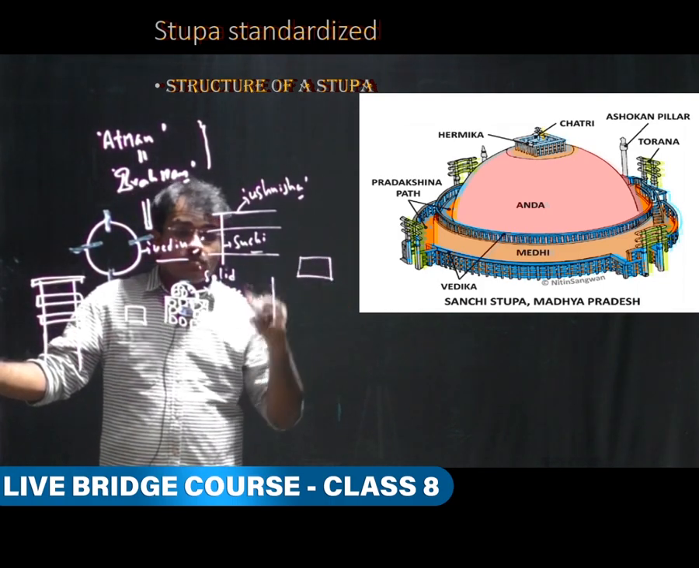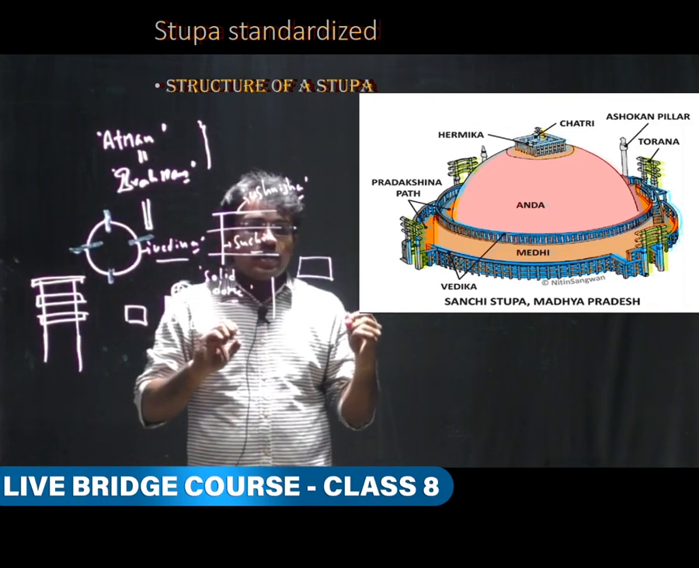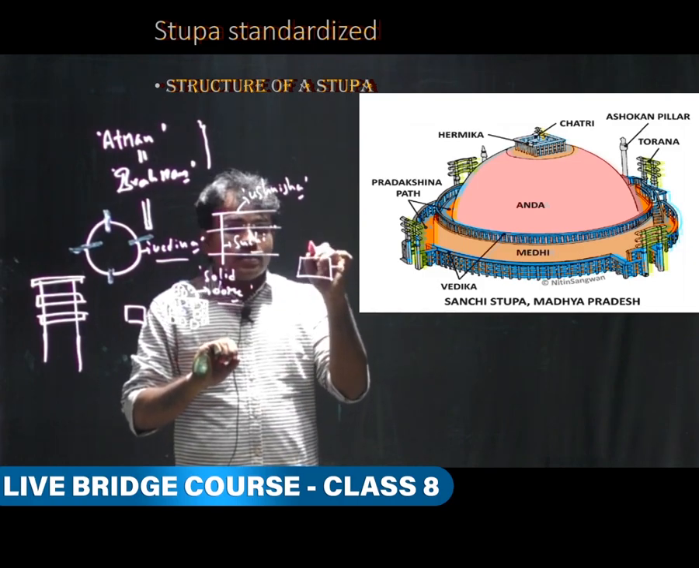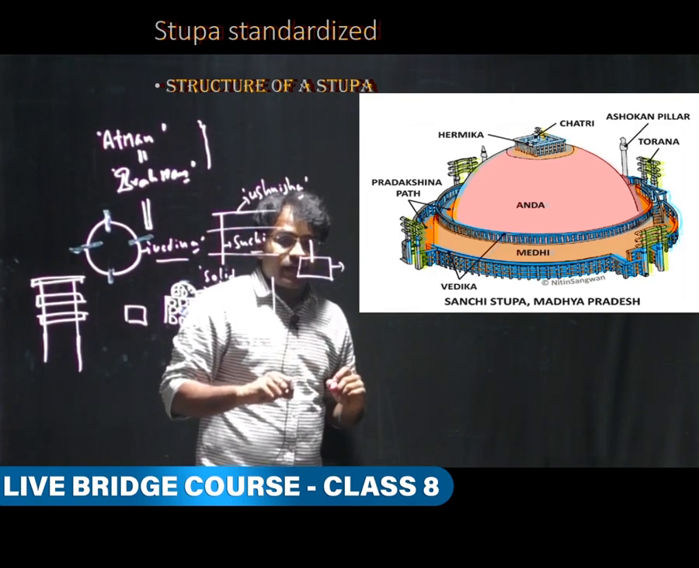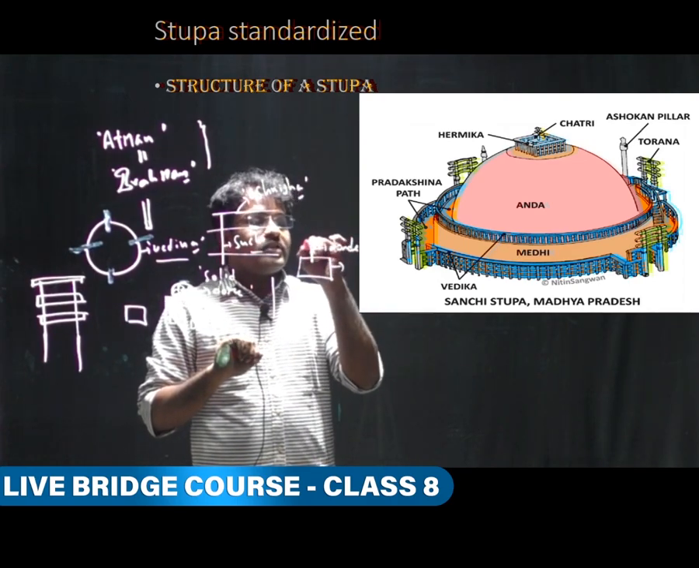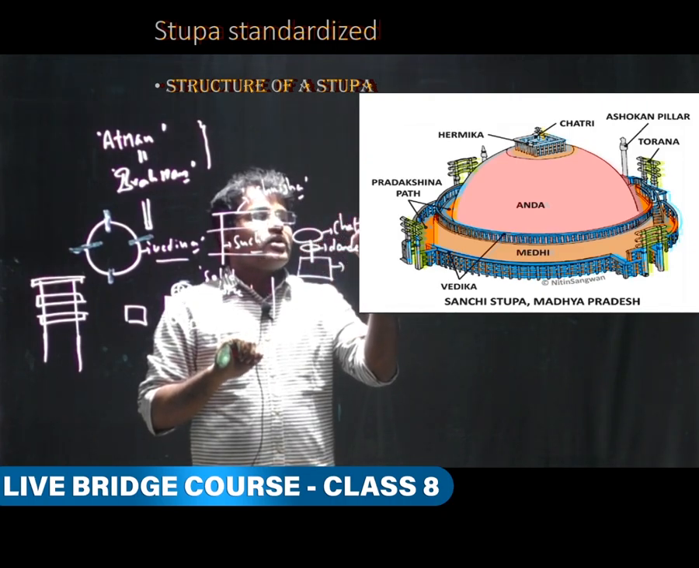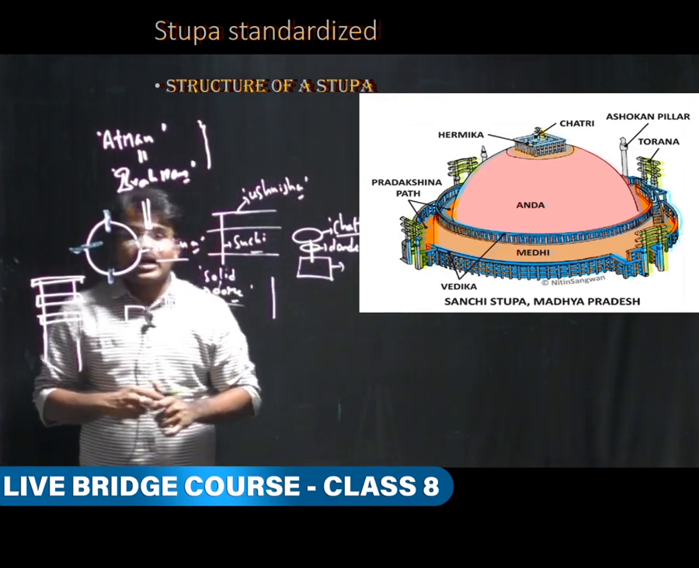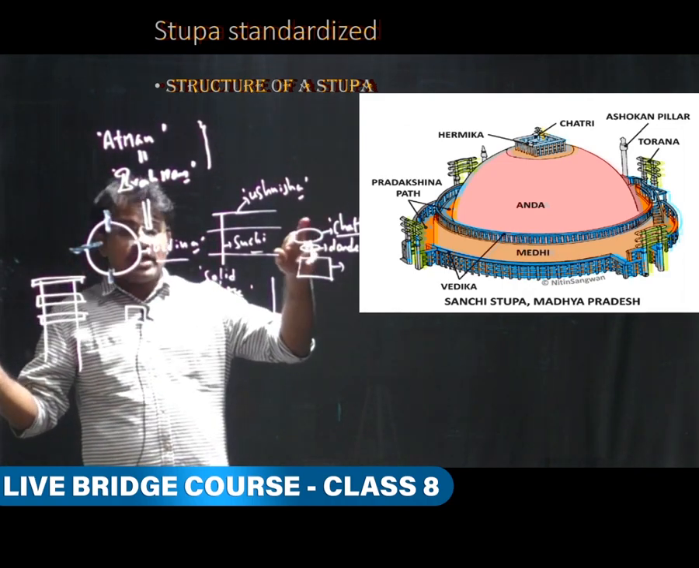Then on top of this spherical dome, they will construct a square platform. I think you can see it there. This platform is known as Harmika. On this platform they will erect a small pillar, and this pillar is known as Dande. On this they will construct some umbrella-like structures which are known as Chatris. In normal Hindi also they are known as Chatris, right? Umbrellas. Usually the Chatris or umbrellas are a representation of royalty, because Buddha also was a prince. That's the reason why they have put this umbrella there.